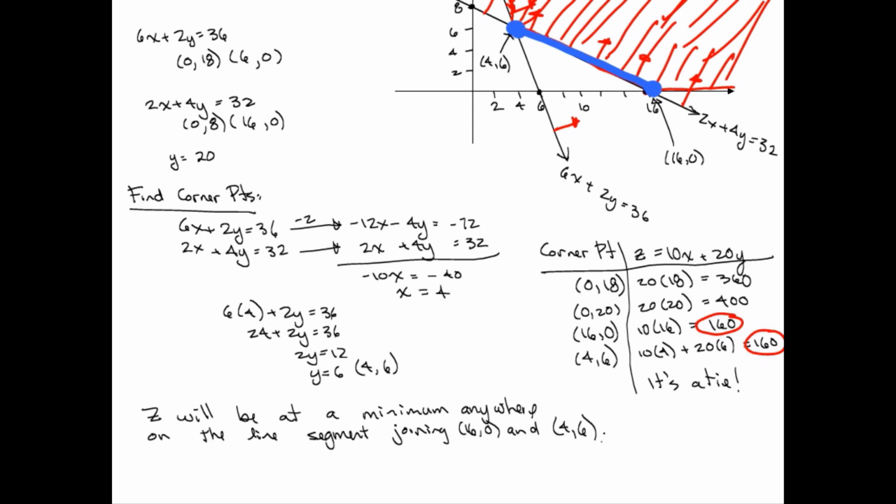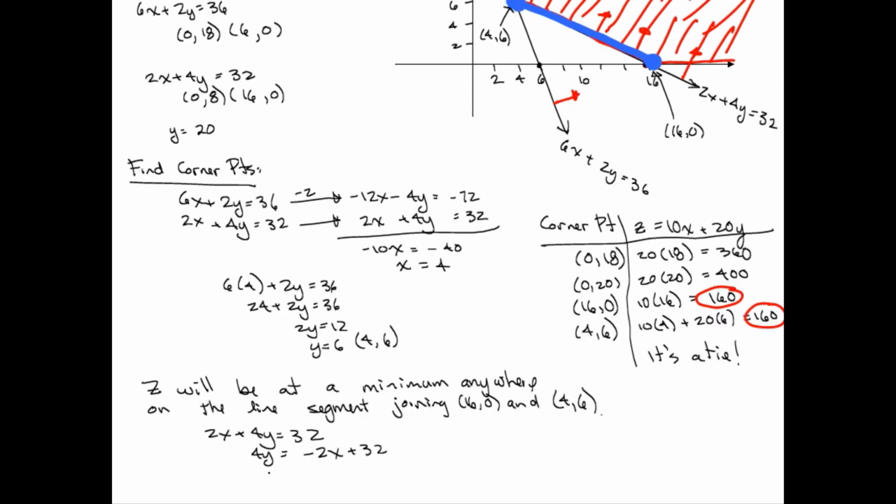Okay, so that one that I've colored there in blue. So we need to figure out how to describe that. So what we want to do is we want to take that line, so 2x plus 4y equals 32. Let's solve this thing for y. So 4y is equal to negative 2x plus 32. Divide everything by 4, and we'll get negative 1/2 x plus 8 in slope-intercept form.